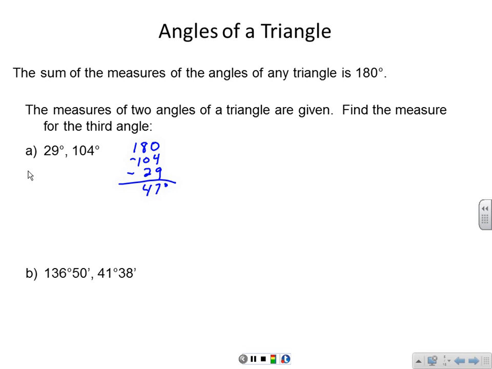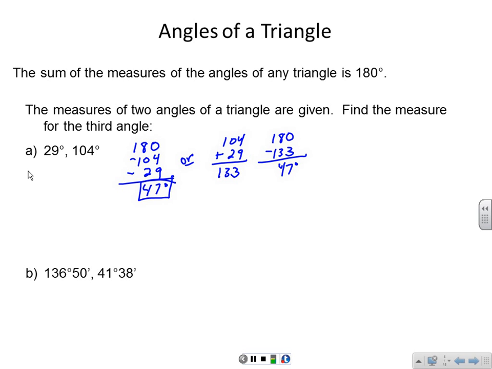The other option is to take the two angles that are given and add them together. So you have 104 plus 29, and that's going to be 133. So we'll put an or here. And then you can do your 180 minus 133 if you want to, and that's still going to give you 47 degrees. Either way.